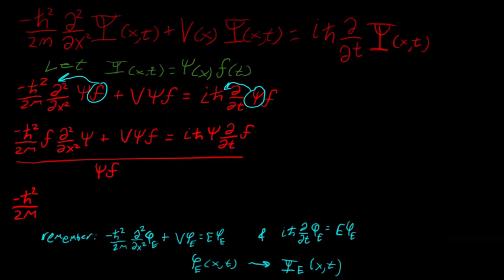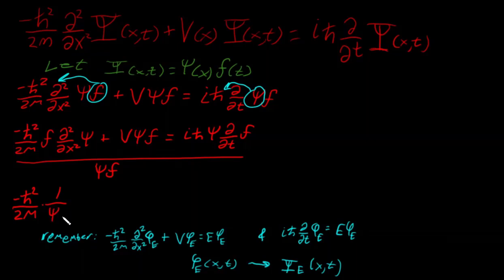Hopefully that makes sense. If you're familiar with derivatives, maybe try an example: take the derivative of x squared, and then divide it by x squared, and you'll find that they don't cancel. You don't just get the derivative of 1. That's how derivatives work. Okay, so the f's will cancel out, but we'll be left with a 1 over psi here.